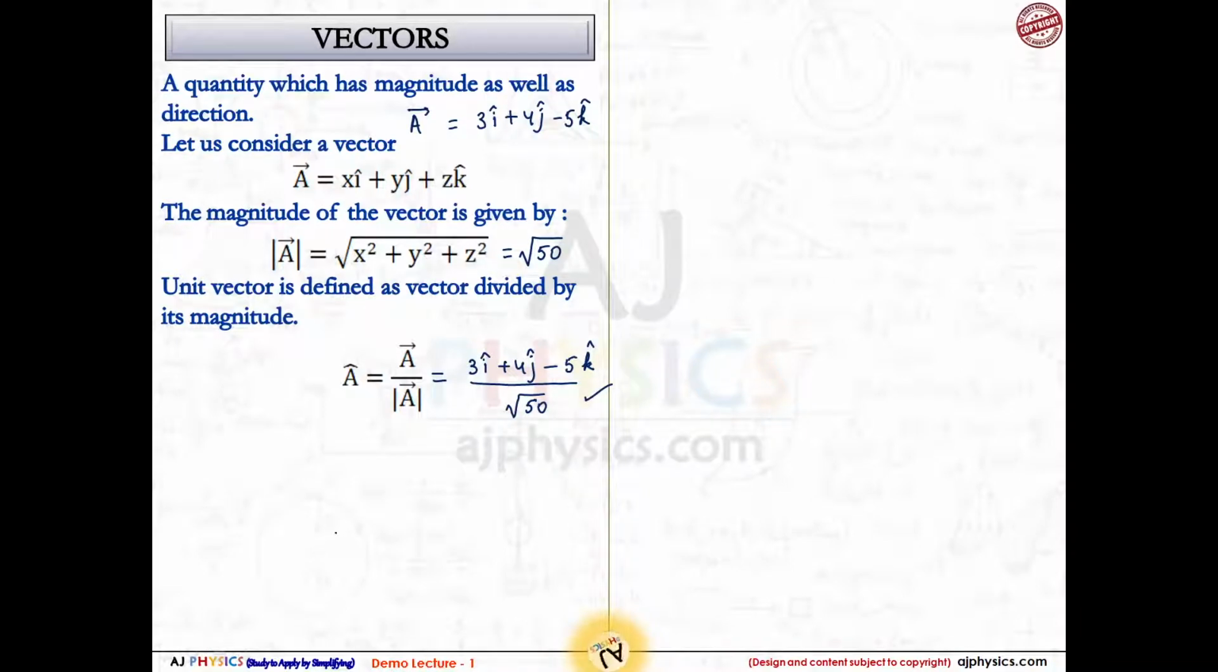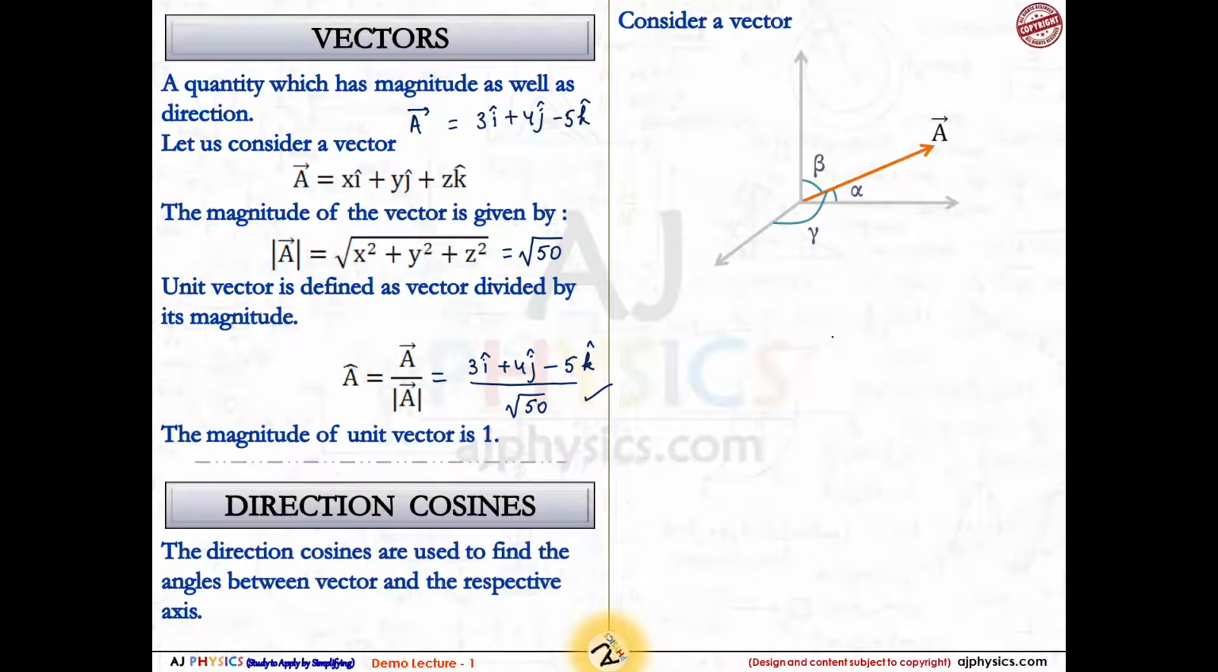Alright, now how we are going to see a vector in 3D? Vector is just like an arrow in 3D. Okay, I'll come to the statement later on. The magnitude of the unit vector is 1. I'll come to the statement later on because I have to explain this with an example. But let me first continue the topic in this direction.